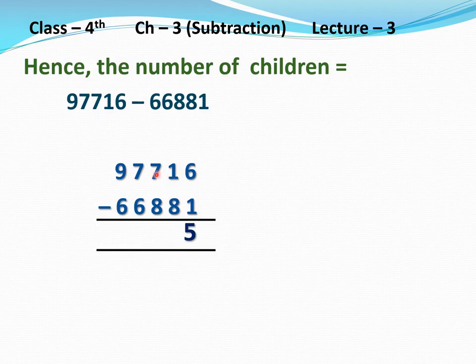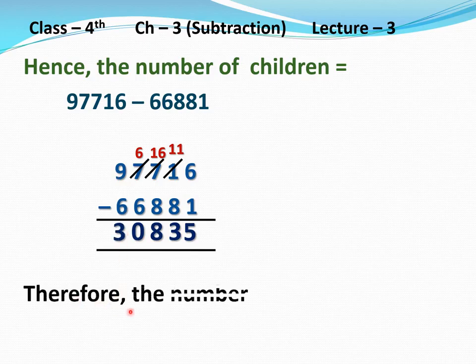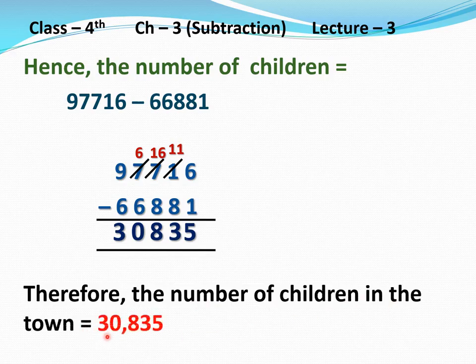So we will take borrow from this 7. So this 7 will become 6 and this 1 will become 11. 11 minus 8, 3. Write 3 here. Now see, 6 minus 8, again it is not possible. So we will take borrow from this 7. So this 7 will become 6 and this 6 will become 16. 16 minus 8, 8. Write 8 here. 6 minus 6, 0. Write 0 here. 9 minus 6, 3. Write 3 here. Therefore, the number of children in the town equal to 30,835. Clear?